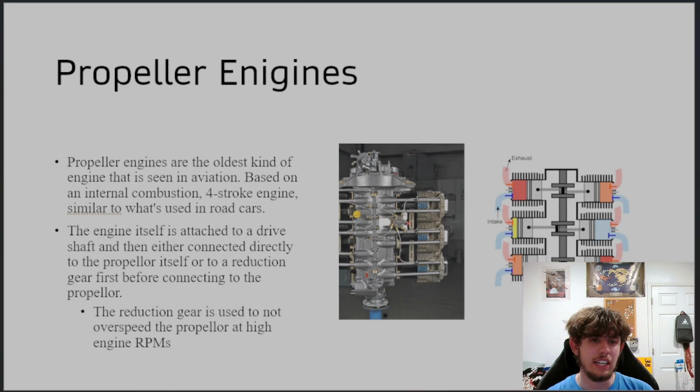The engine itself is attached to a drive shaft. That drive shaft can then be either directly connected to the propeller at the front of the engine, directly driving that propeller, or direct drive, or it is connected to a reduction gearbox for really high RPM engines, so that way the propeller is not spinning at the same high RPM that the engine is spinning at, and it doesn't create any issues there.